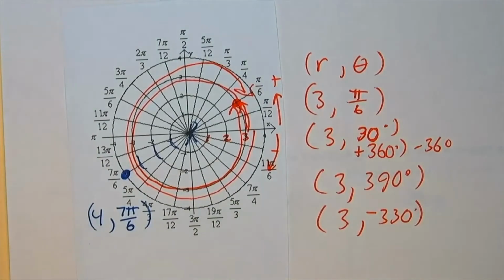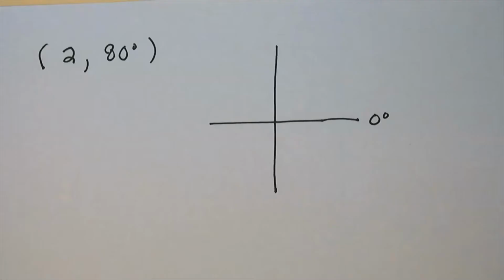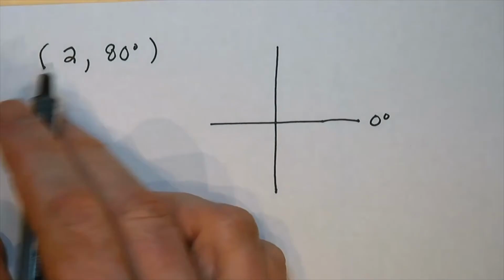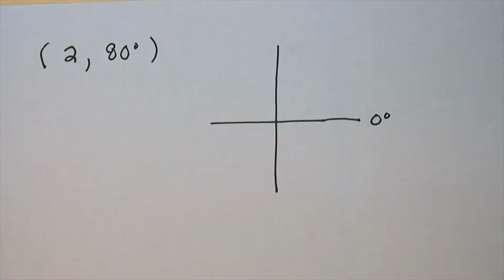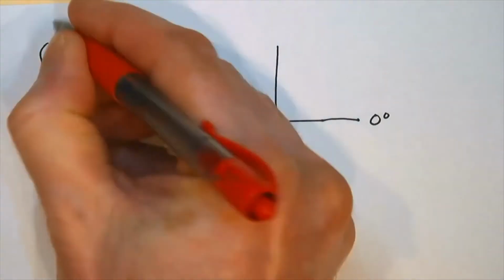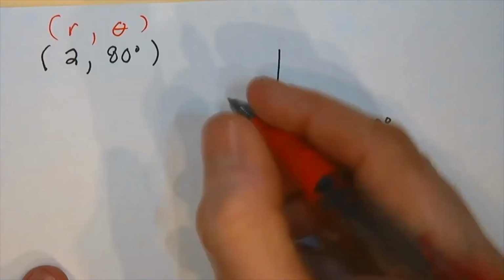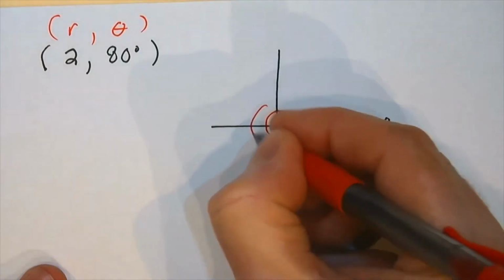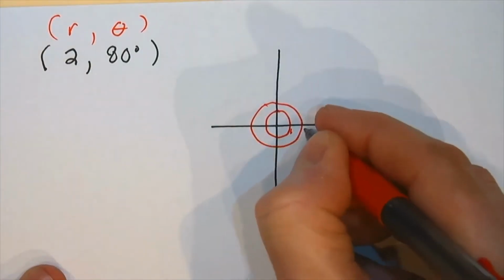Here's something else that's kind of interesting. Okay, so here's a polar coordinate, 2, 80. So just remember r and theta. So if I said graph this, you're like 2, okay, 1, 2, 1, 2, that's the distance.